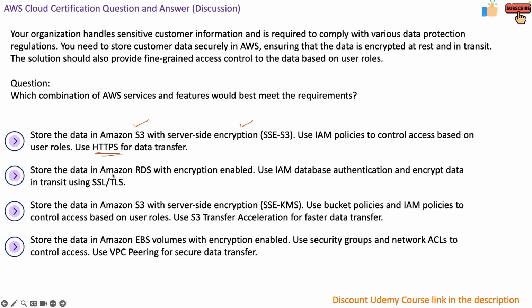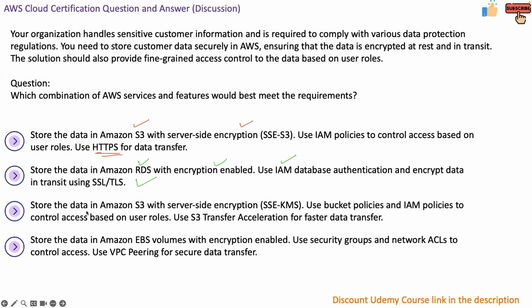Next, store the data in Amazon RDS with encryption enabled. Use IAM database authentication and encrypt the data in transit using SSL and TLS. This is one of the options that we have discussed, and actually is the right answer, because the data that we store is in RDS, encryption at rest is done. We have IAM, which controls the access to the database, and we also have SSL certificates enabled for the end user.